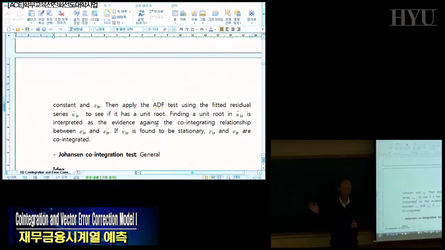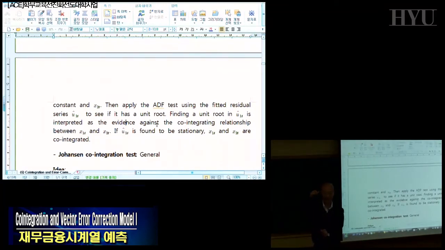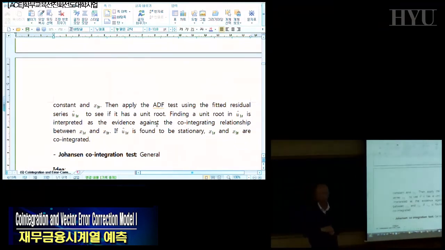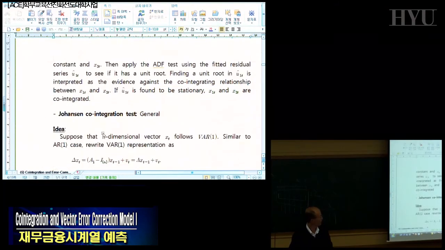It's very similar to the situation where we find different weights to find principal components. Unless we apply some trick, you can't find different weights to construct psi 1, psi 2, psi 3, right? Likewise, we need some trick to find co-integrating relationships if there are more than 2 variables. So that procedure is known as Johansen's co-integration test.